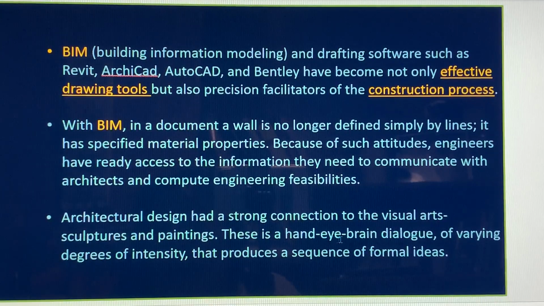There is a hand-eye-brain dialogue of varying degrees of intensity that produces a series of formal ideas. Hand-eye-brain means you use your hand to sketch and draw, your eyes to look at the projects, and your brain to think about how to design it.